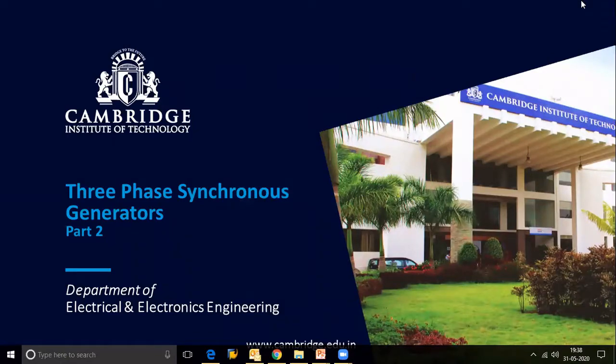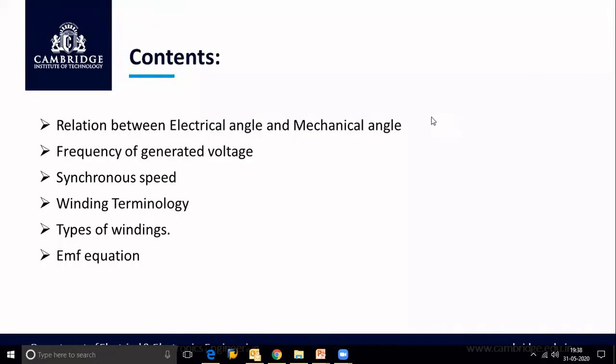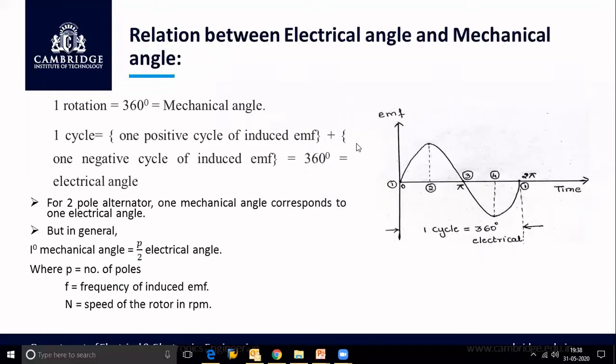Three-phase synchronous generators. In this video, we are going to discuss the relationship between electrical angle and mechanical angle, frequency of generated voltage, synchronous speed of synchronous generator, winding terminology, different types of windings, and EMF equation of synchronous generator.